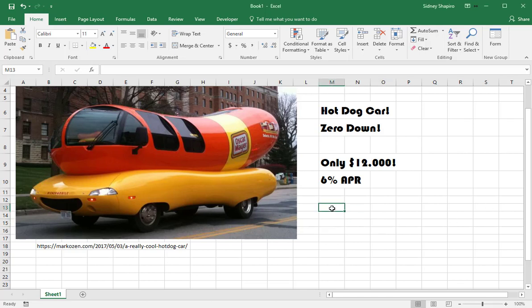Now it's really important to carefully read through the text on page 190. And it's basically going to tell you that there are three parts to the payment function. We have the principal. So the principal is the amount of the total loan, and in our case, that would be $12,000.